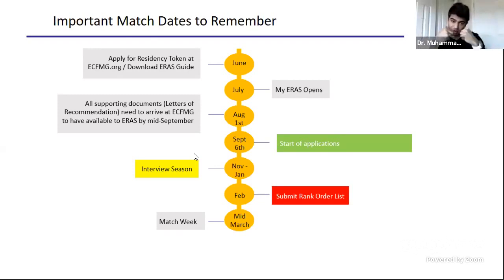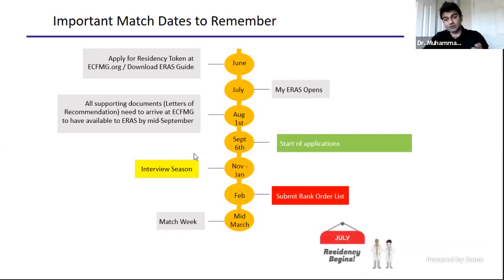It's like a relationship bonding between the hospital and the student. So that's how the match happens. That's why we call it match. Then the match is announced in the middle of March, and then you start your residency. The residency starts in July.